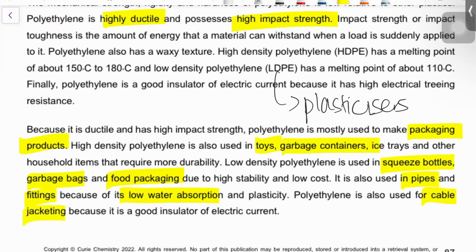And then cable jacketing. Does anybody know what cable jacketing is? Based off the name, okay? Use the brain tricks that I've been telling you. Cables is like wires and stuff. What do you think cable jacketing is? Is it like a protective layer on the outside of the cable?